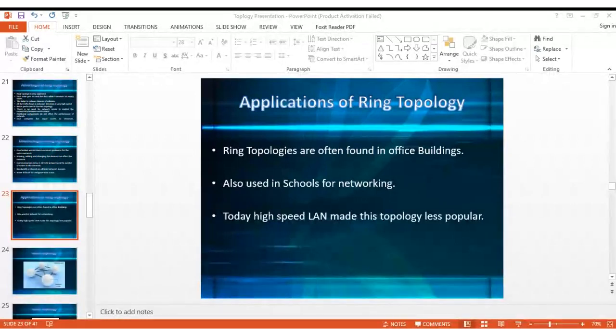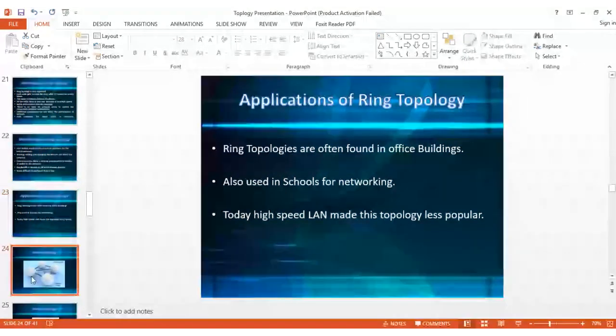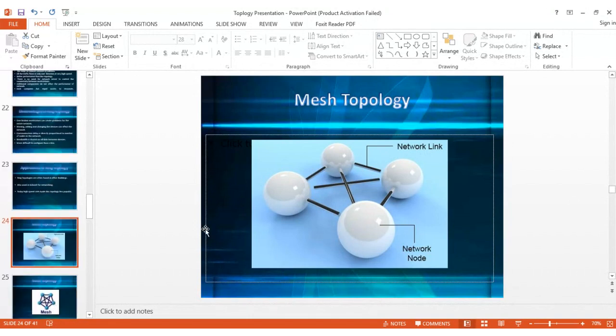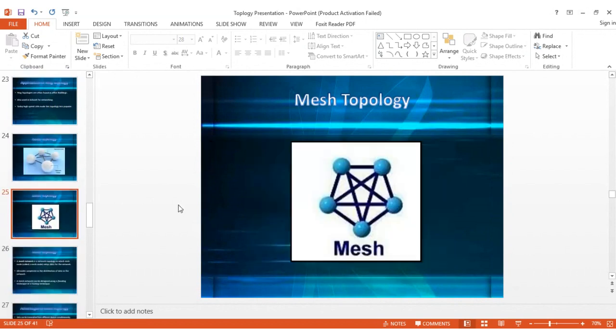Yeah, so we can proceed now. Now I want to proceed with what you call the mesh topology. The next one is the mesh topology. Look at this diagram. Just look at it, and look at this topology. It is forming a mesh. It's forming what? A mesh.